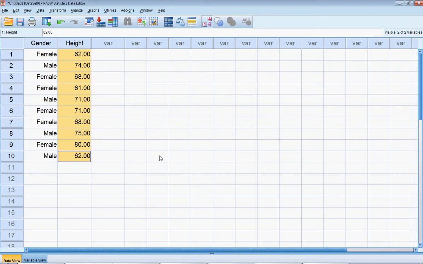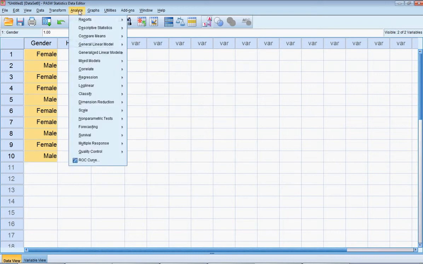So let's start simple. Once you have this data entered in, and remember, this gender information says female and male, it's actually numbers that I have value labels for. If you're at all unsure about that, watch my previous video to see how I did that. Once you have the data entered in, go to Analyze, go under Descriptive Statistics and choose Descriptives.